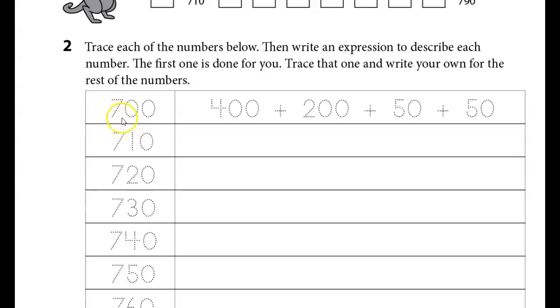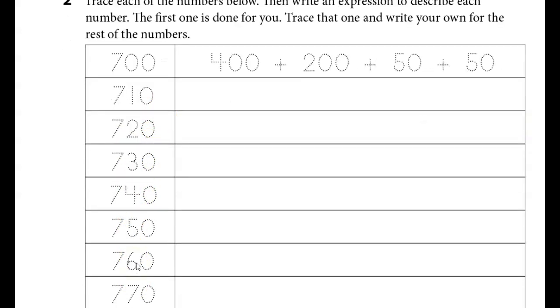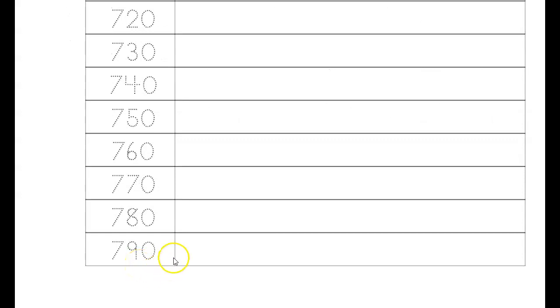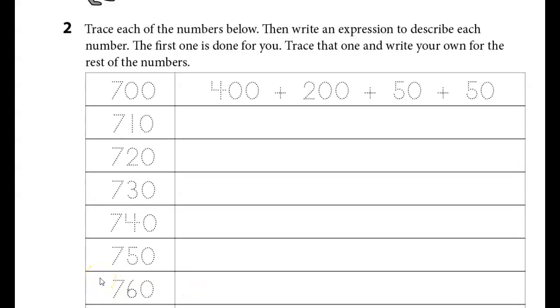So we would trace the number 700, and then we can see an expression in the second column to show that if we add 400 plus 200 plus 50 plus another 50, well, that's the same as the number 700. How could you show the number 710, 720, 730, 740, 750, all the way to 790 with expressions? Do your best to work on this one on your own. Let's look at the next page.